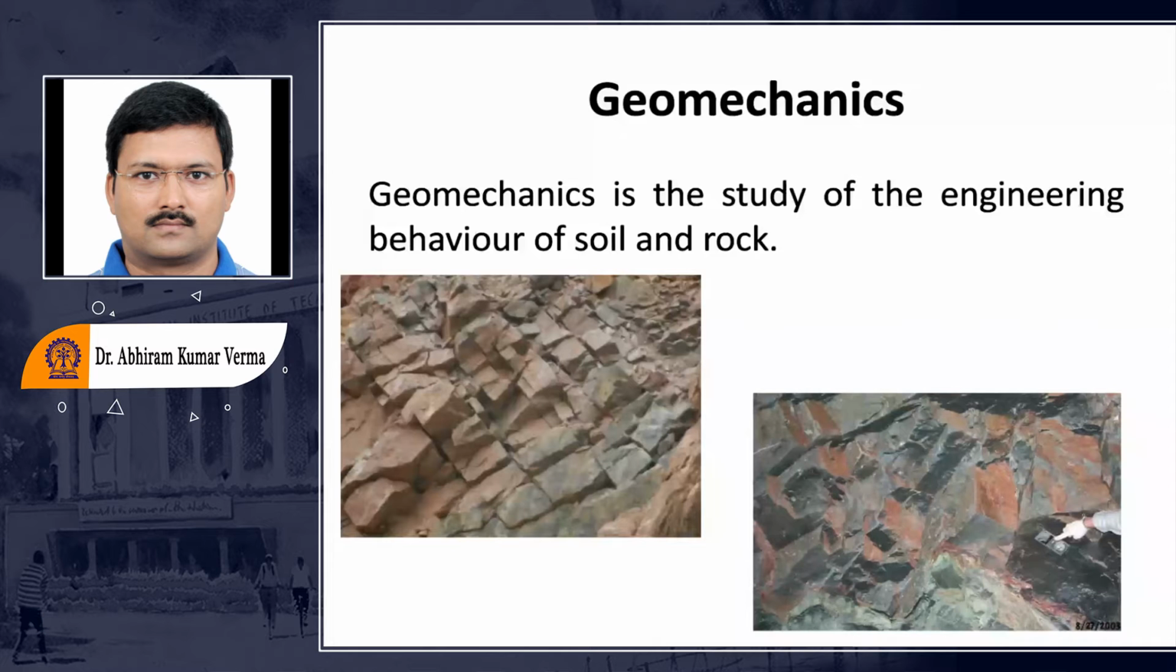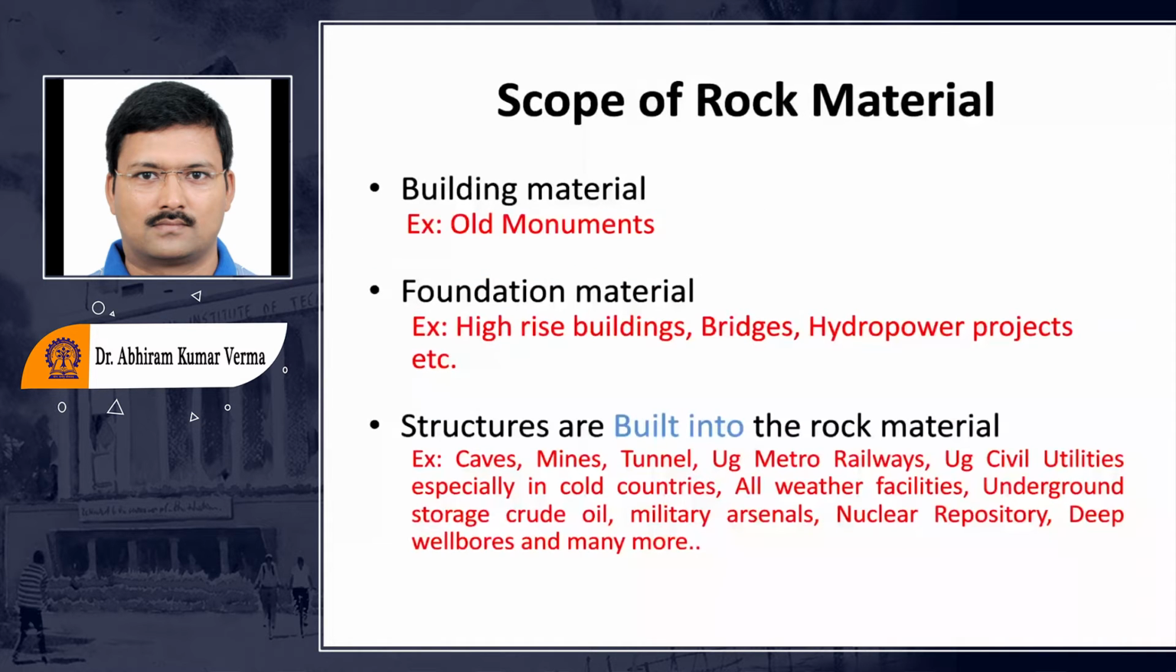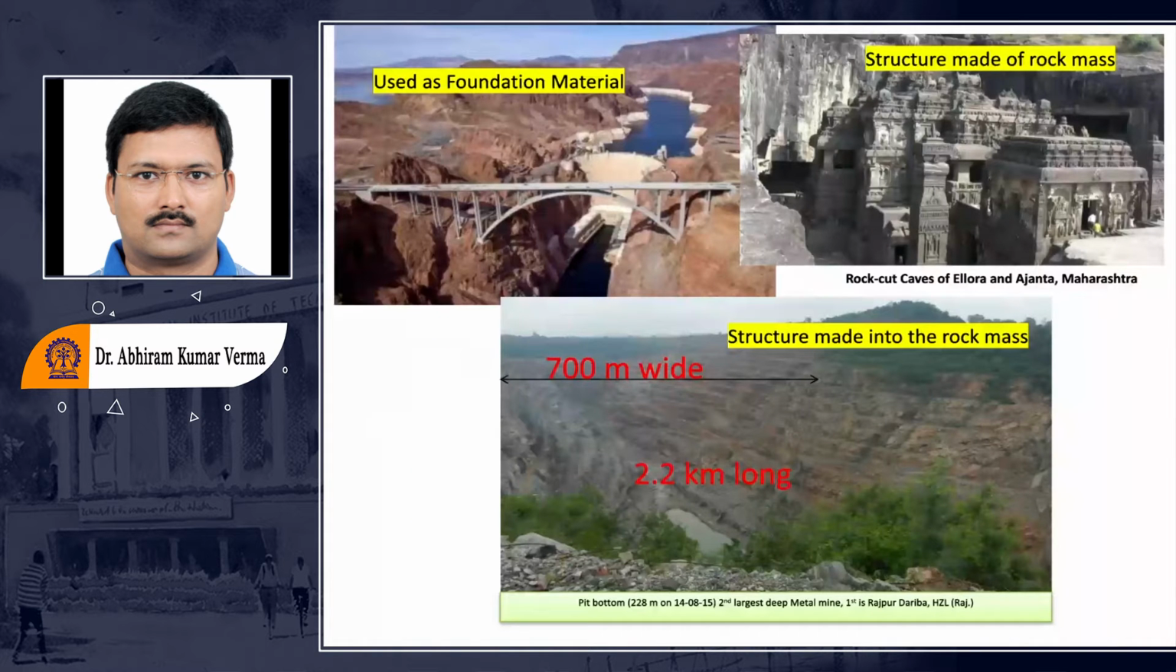Okay, so what is the scope of rock material? If I'm talking about rock, what are the scopes? You can see the next slide. These are the three ways we can use this rock. One is as a foundation material. It can act as a support for a multi-story or high-rise building, or, as you can see in this figure, a bridge. So this rock is acting as a foundation material.